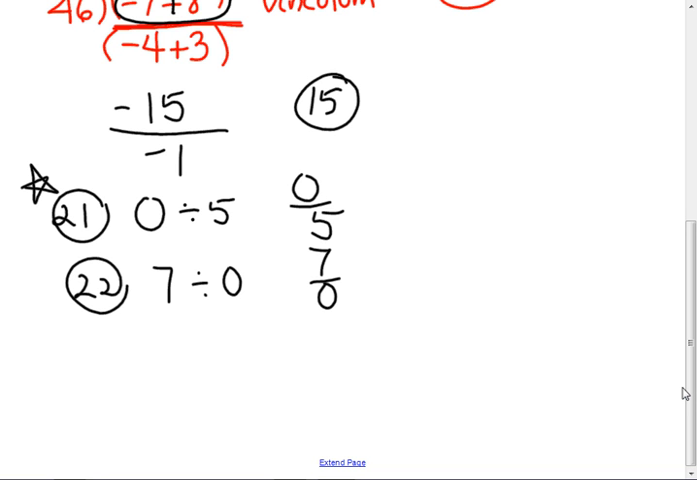Paris, did you divide 0 by 5, and what'd you get? This is 21. 0 divided by 5. Use your calculator if you don't believe me. That's 0. Because think about this.